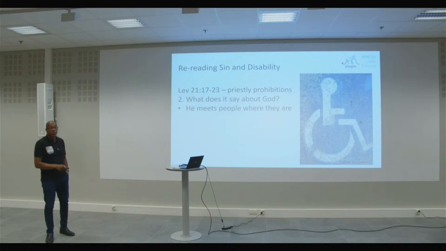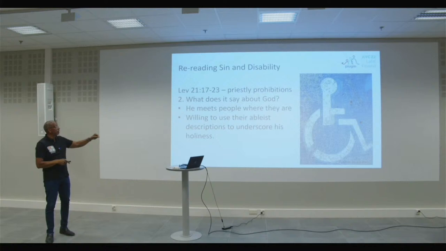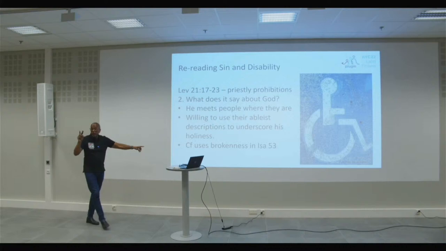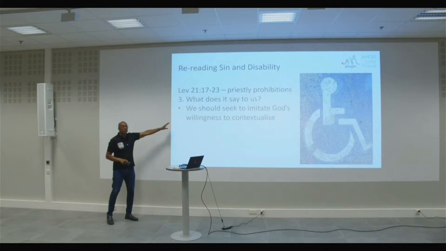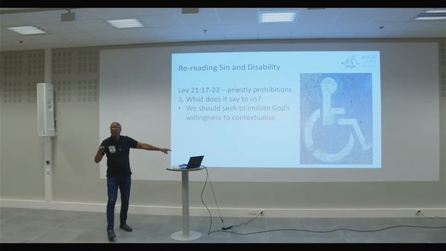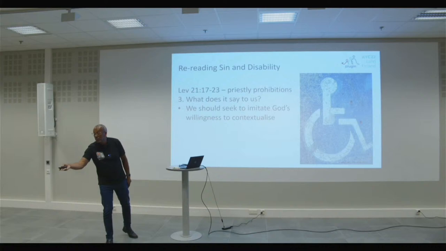Remember where we are in the storyline. Just come out of slavery, not used to thinking for yourself, etc. And so he was willing to use their descriptions. But notice, later on in the Bible, God uses brokenness to describe what he's trying to do. Isaiah 53 is a perfect example, okay? And I think maybe for us, one big lesson is we should seek to imitate God's willingness to contextualize. Meet people where they are. This isn't so much about disability. This is about God reaching people where they are, speaking their language, which I think is absolutely fascinating.